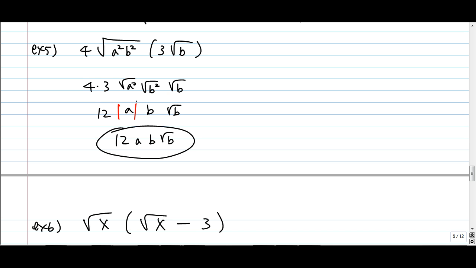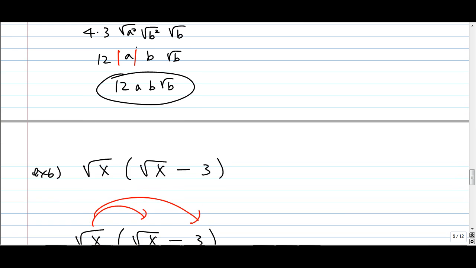Example 6. Go ahead. This is very simple. Go ahead, everybody try. Okay, what are we gonna do with this? You have to use what property here? Anita? The distributive property.